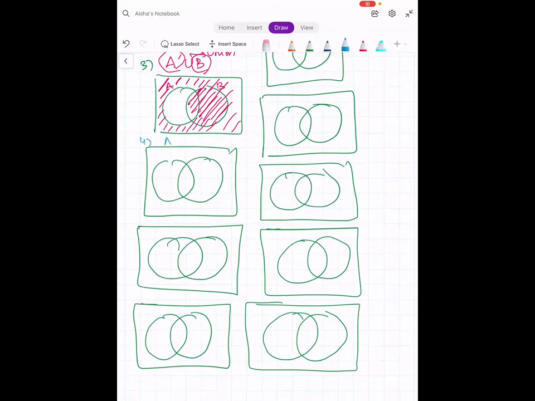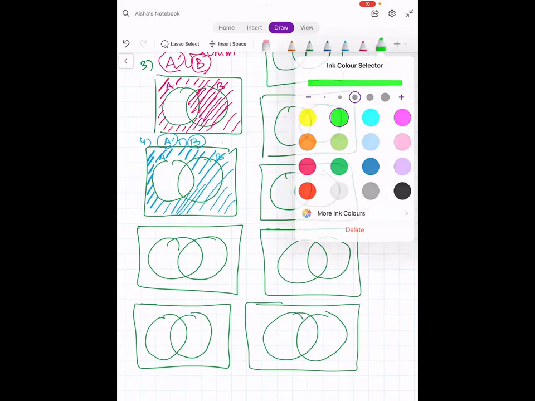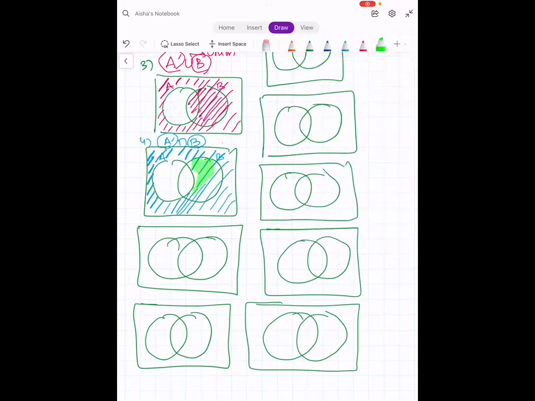Now the fourth is A complement intersection B. Now I will use two diagrams to shade this. A complement means everything other than this. Now what I am saying is A complement means everything other than this. That means from this shading, I have to shade the regions which have B in it. So the only region that has B is this region. So this is going to be my final shading.